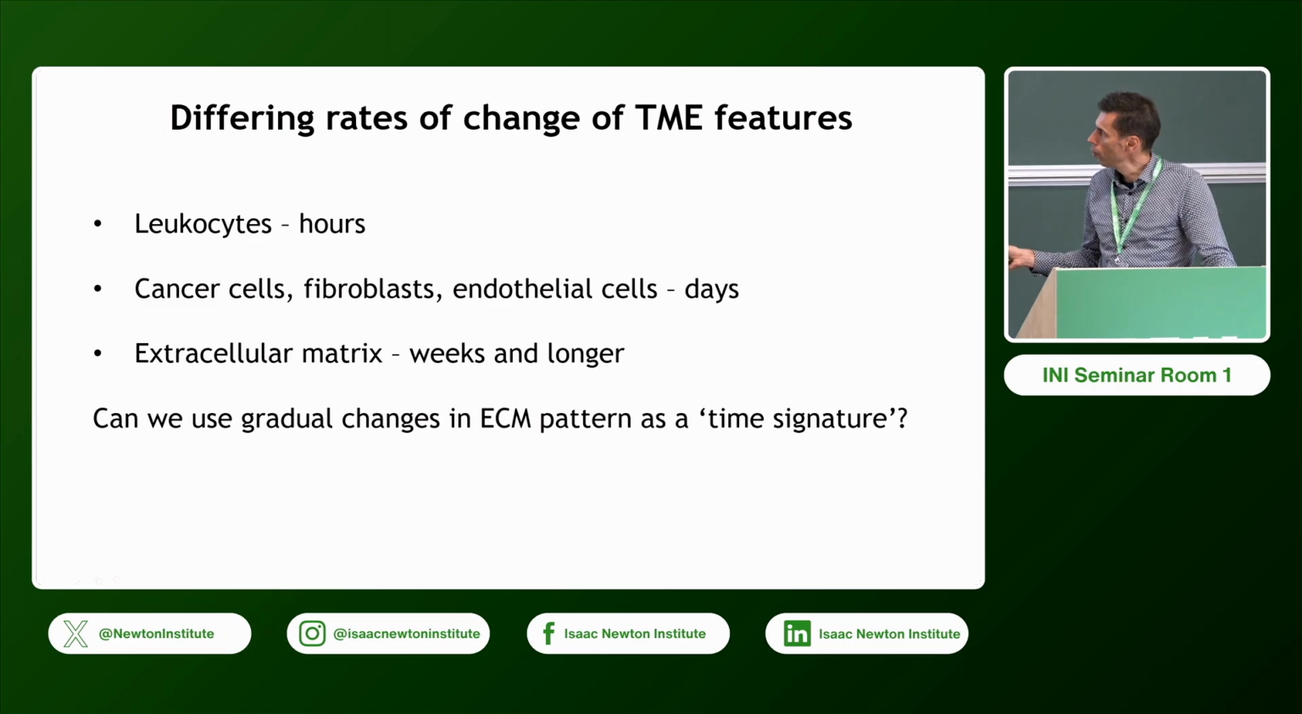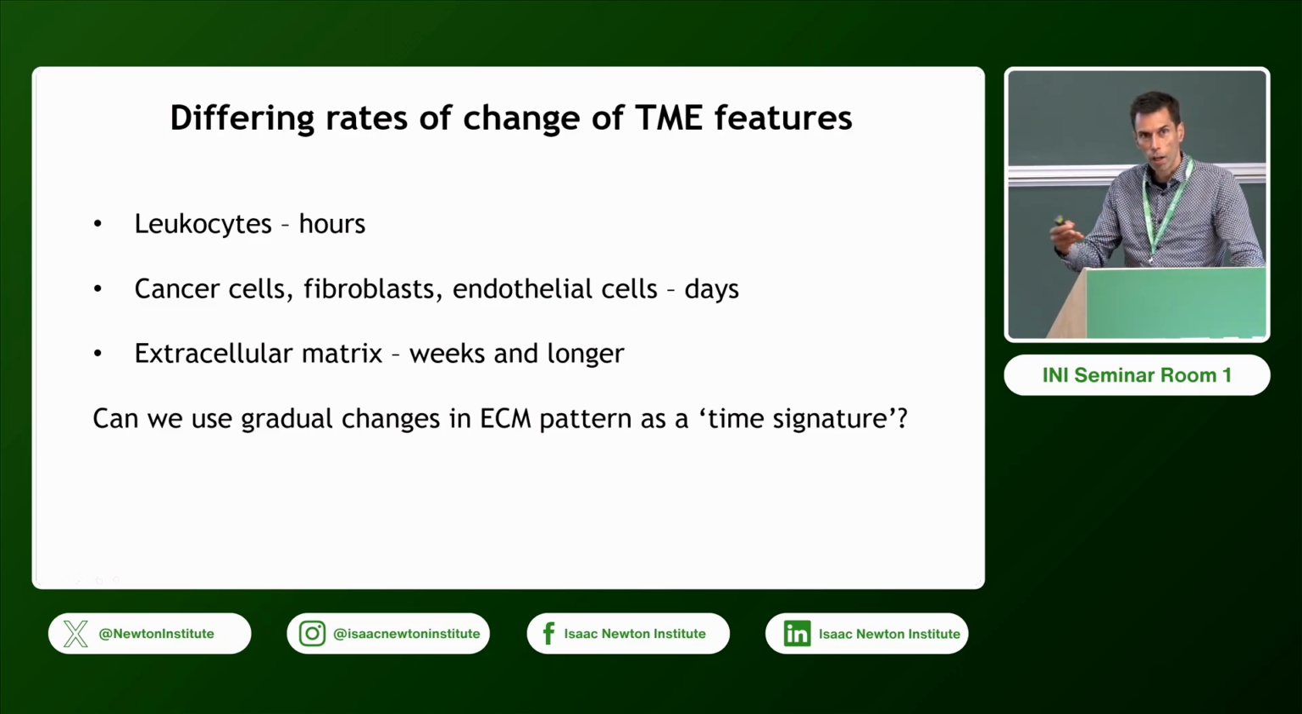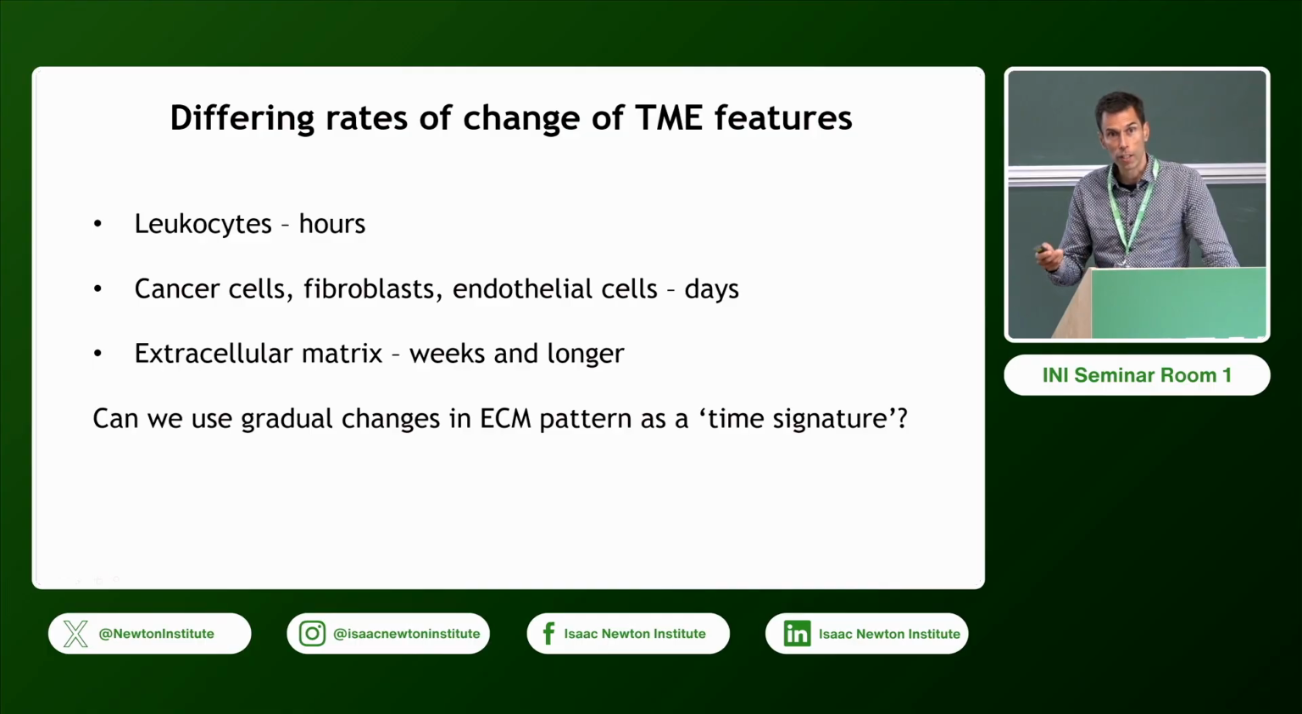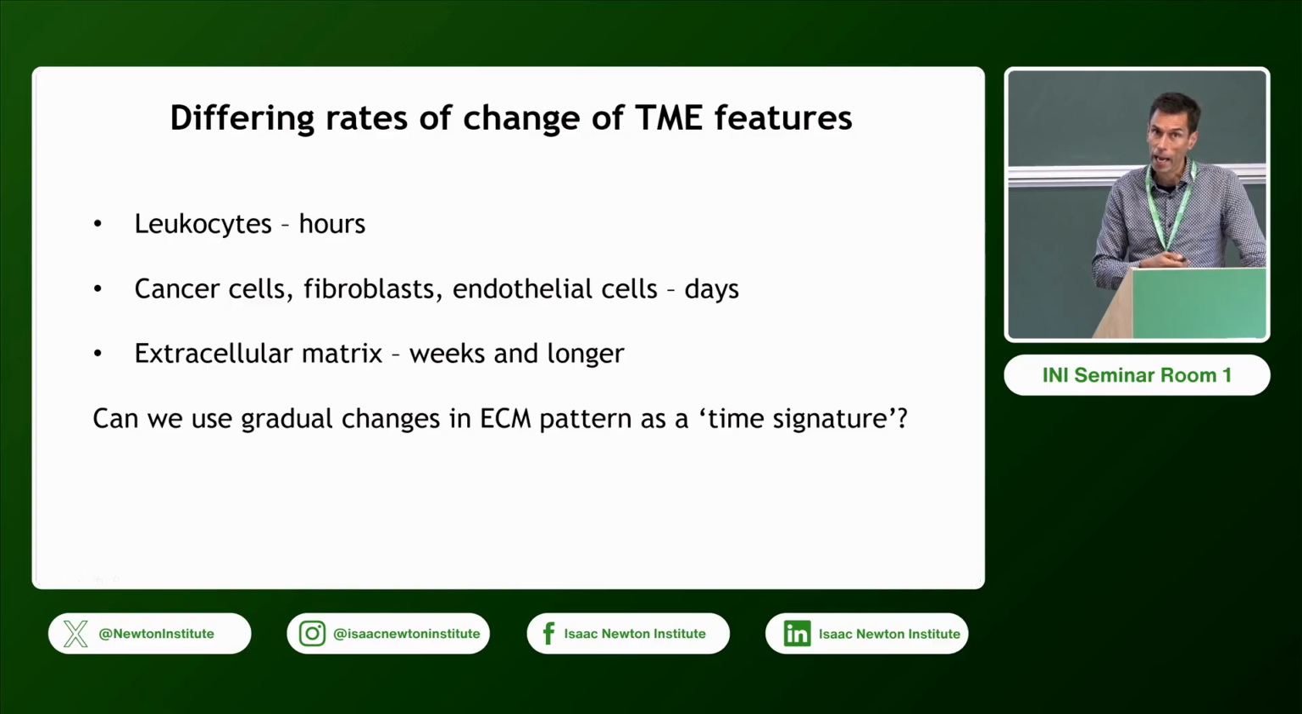So if it's changing slowly, can we use gradual changes in the extracellular matrix as a time signature or a maturity signature of that small region of tissue? And then can we string all of those together to understand how the tissue changes over time?